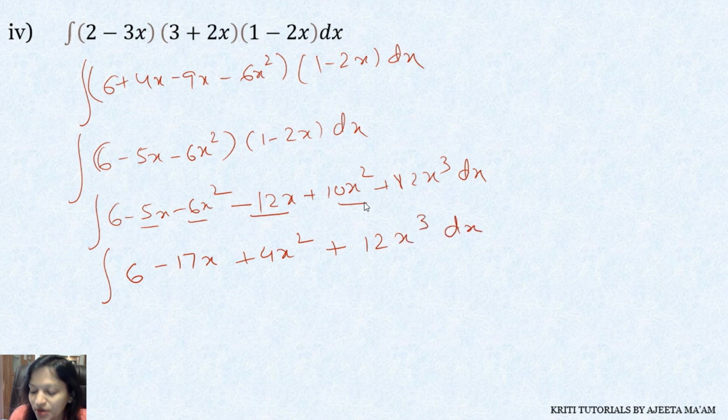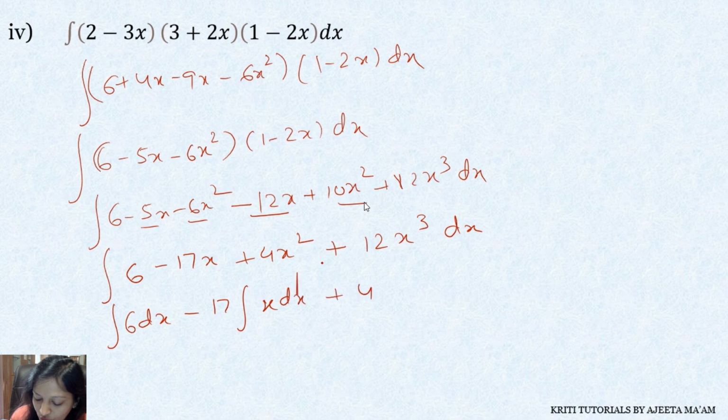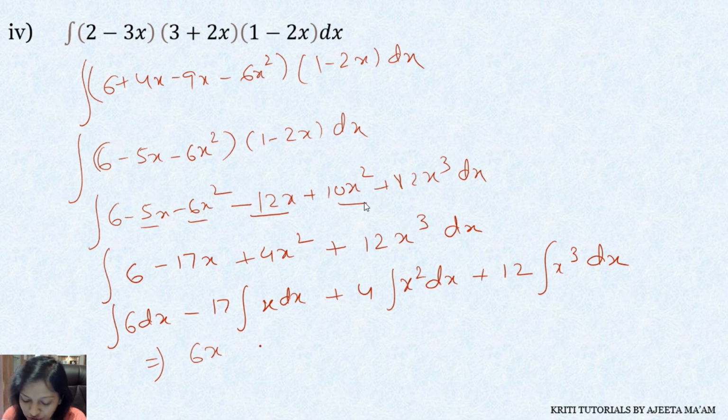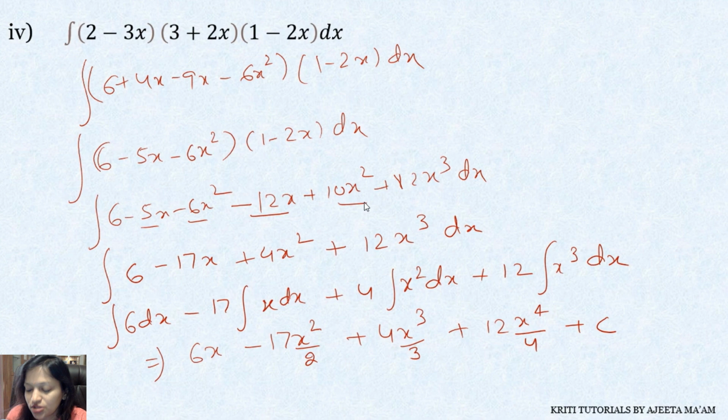Now I can simply split this into four different integrals and get the answer. Okay, now let's do 6 dx minus 17x dx plus 4x square dx plus 12x cube dx. Right, so this is what we are getting. Now let's move on with this. 6x after integration minus 17x square by 2 plus 4x cube by 3 plus 12x raised to 4 by 4. So this is our final answer.